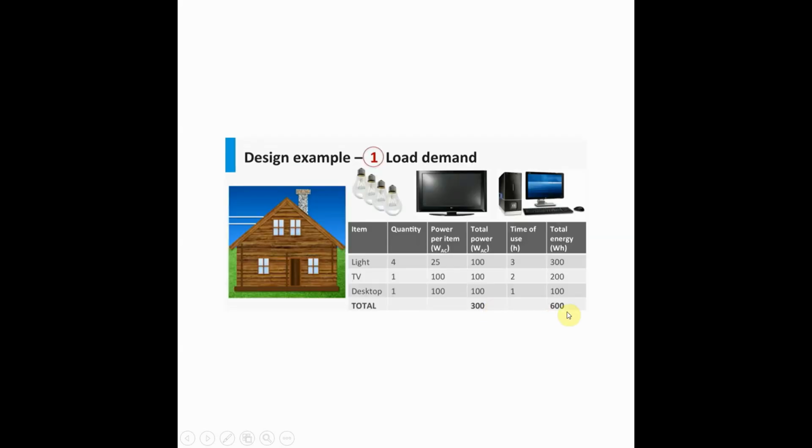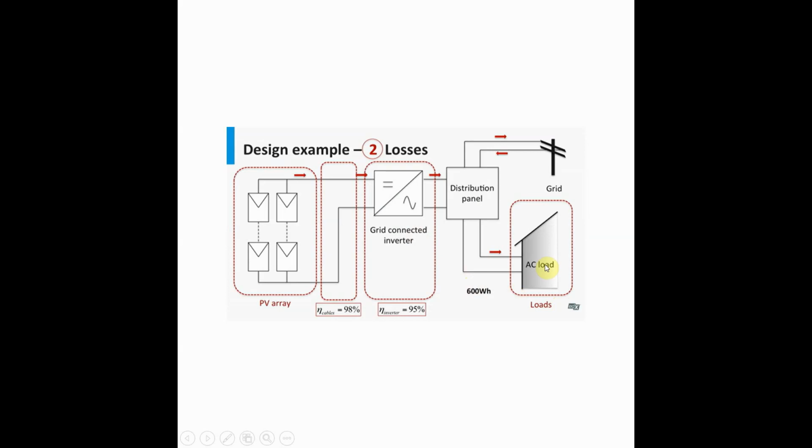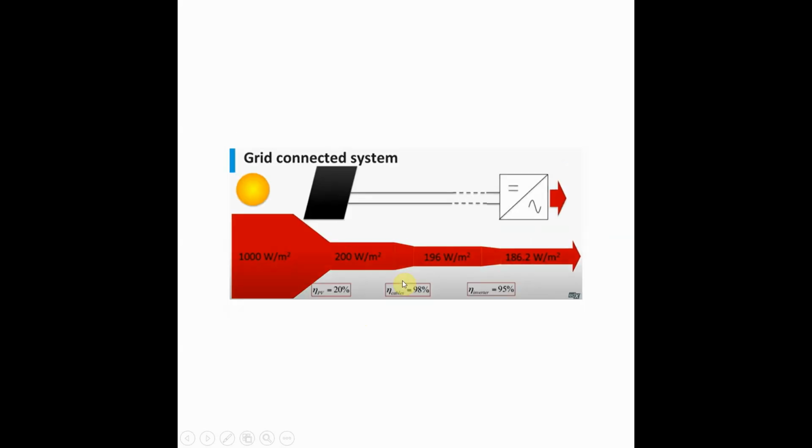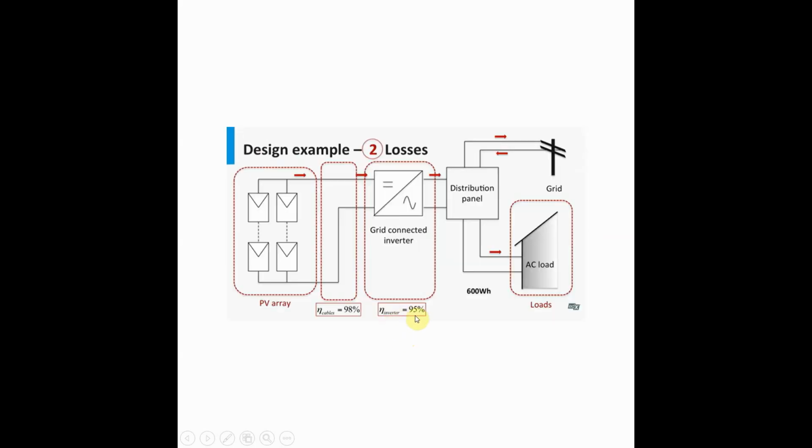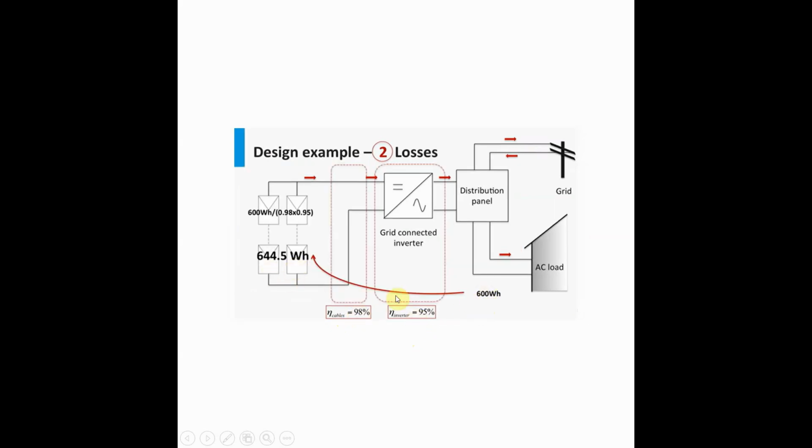Keep it in mind, 600 watt. So let's start. This, our load, is 600 watt. There is a grid connected system, and the PV array is here, and the efficiency of the cable we already decided is 98%, and the inverter efficiency is 95%. So for 600 watt, we divide 600 by this efficiency, 0.98 multiplied by 0.95, and we'll get this.